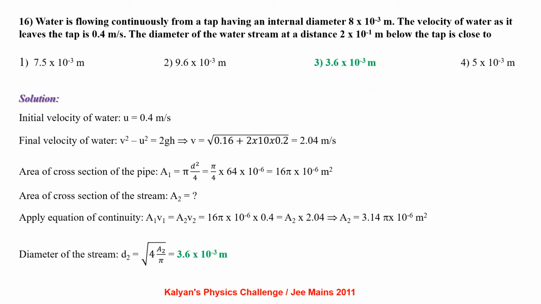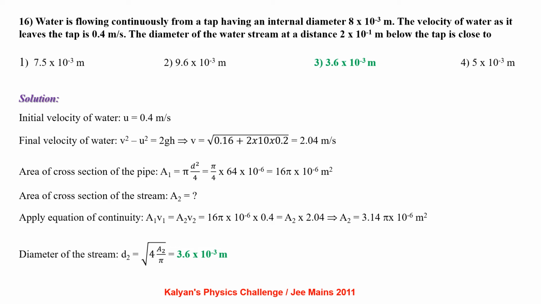Water is flowing out continuously from a tap having an internal diameter 8 into 10 power minus 3 meter. The velocity of water as it leaves the tap is 0.4 meter per second. The diameter of water stream at a distance 2 into 10 power minus 1 meter below the tap is close to. Initial velocity of water is 0.4 meter per second.